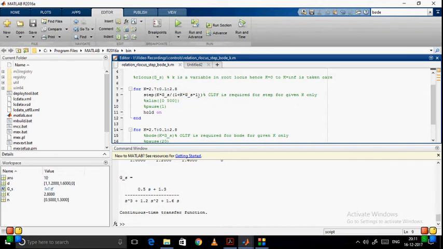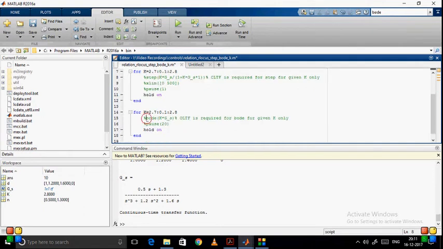If you mistakenly consider g of s here, then you are getting a different output. So kindly use the closed loop transfer function while finding the step response. Okay. Now let us look at the bode plot. For the bode plot, again I am considering 2.7 and 2.8, and I am giving a pause of 20 seconds because I need to understand what's happening in between that.